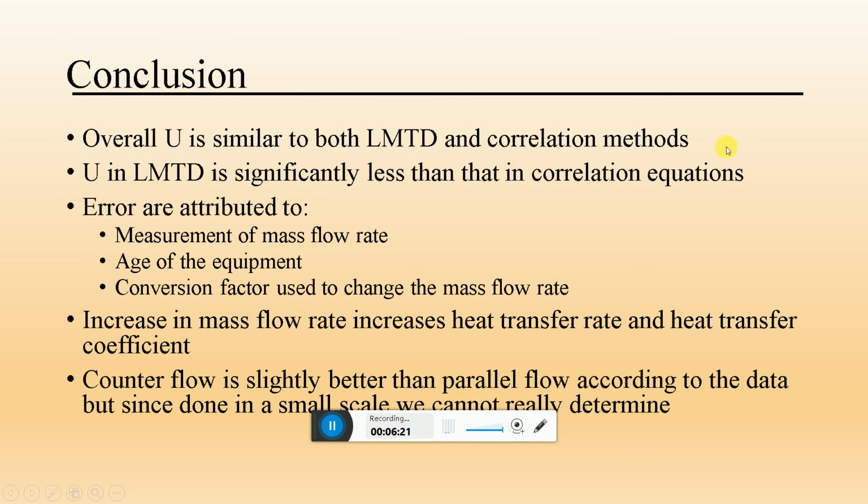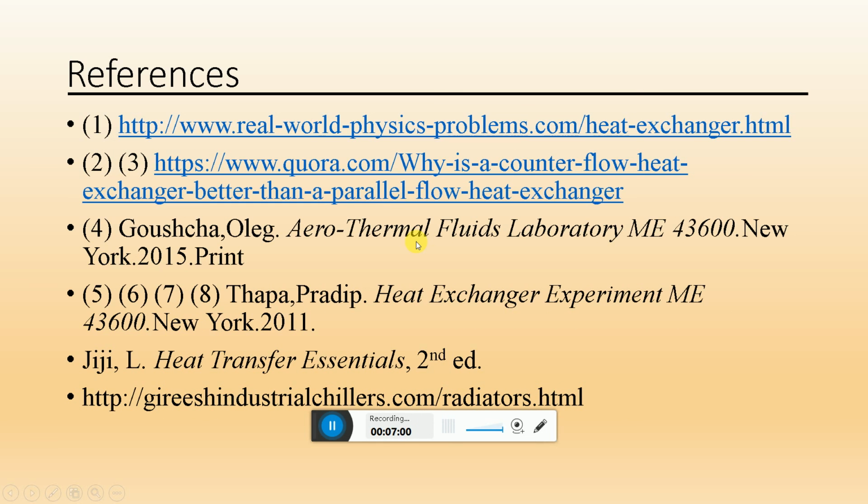And coming to conclusions, we see that overall heat transfer is similar for both methods, but overall heat transfer in the LMTD method is significantly less than that in the correlation equations, and there are some errors in the experiment we have done, which we can attribute to these factors right here. Increase in mass flow rate increases heat transfer rate and heat transfer coefficient. Counterflow is slightly better, but we cannot really determine differences.